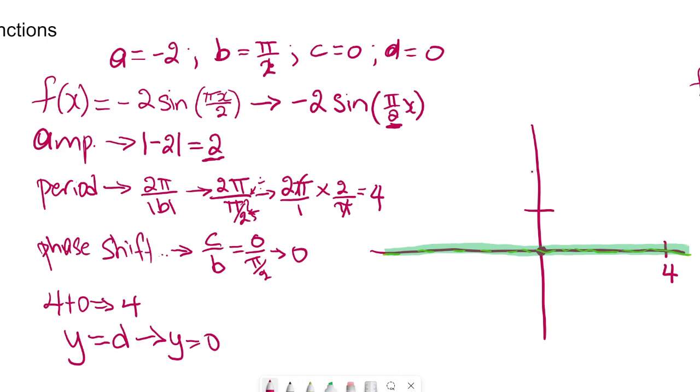Now recall the amplitude represents the height from the midline to the top of the graph. So I have a height of 2, so that's going to be 2, and I have a depth of 2, so my lowest point is going to be -2.